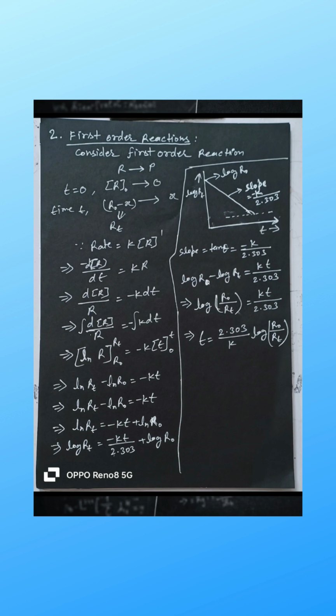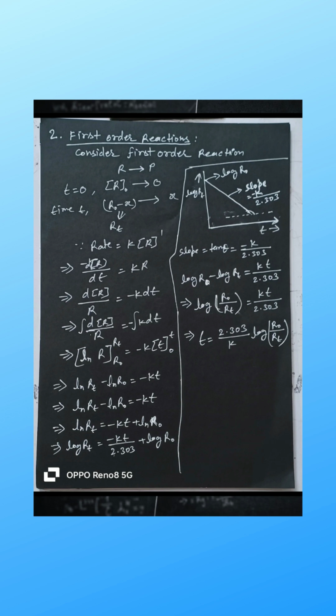To convert natural log into common log, we divide kt by 2.303. So the final equation becomes log of R at time t is equal to minus kt divided by 2.303 plus log of R0. This equation is similar to the equation of a straight line. We know that the equation of a straight line is y is equal to mx plus c. Here we compare both equations. Log of R at time t is like y, time t is like x, log of R0 is the intercept, that is c. And minus k divided by 2.303 is the slope, that is m.